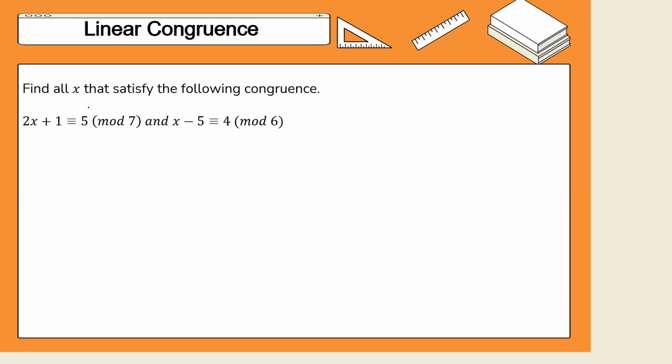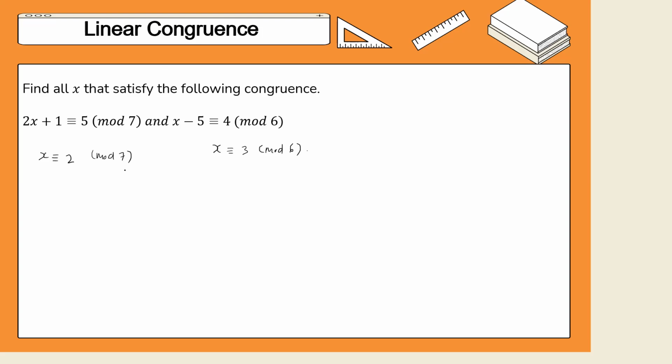Okay, let's simplify it first. For the first one, we can modify it so that we have the form x congruent to something modulo 7. So in this case, x congruent to what modulo 7? Oh, 2. So x congruent to 2 modulo 7. This one, we have x congruent to 3 modulo 6.